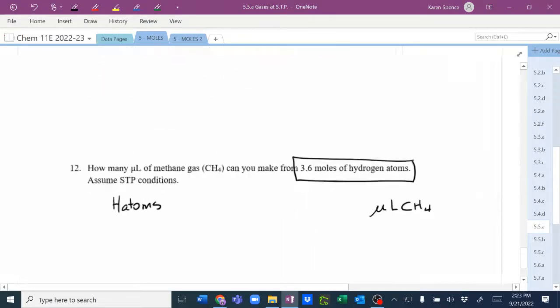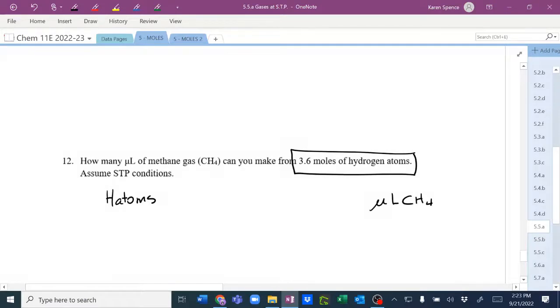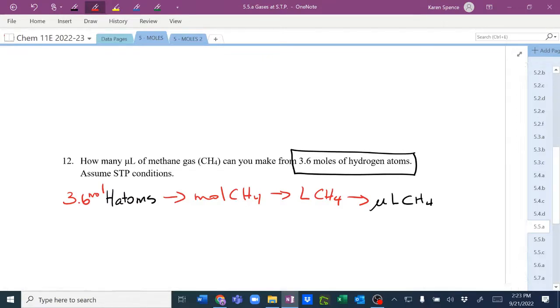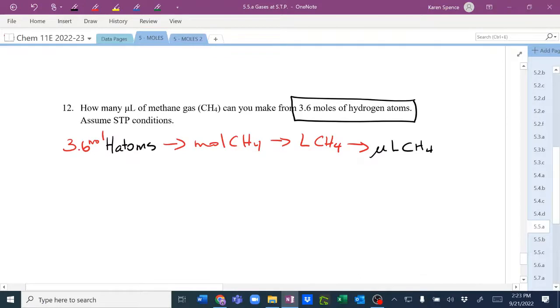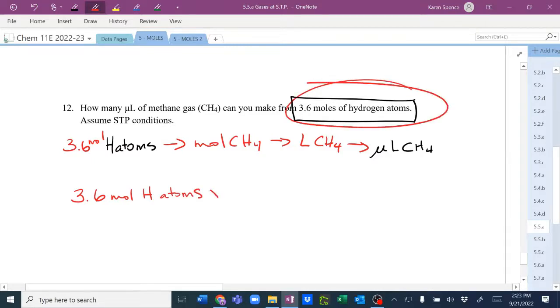So we're going to go from 3.6 moles of hydrogen atoms to moles of CH4 to liters of CH4 to microliters of CH4. Does that make sense? So you would then say I have 3.6 moles of hydrogen atoms, because that's what I'm given.